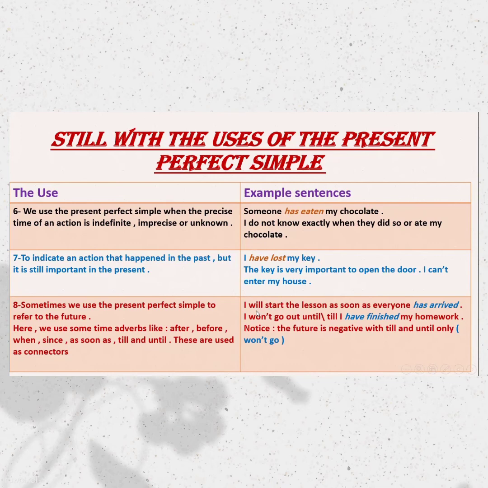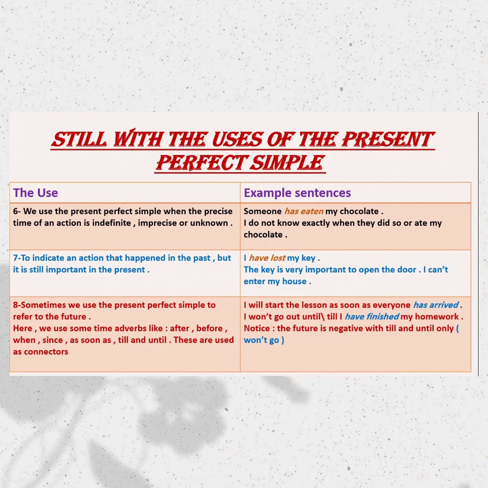But here is an idea. If we use till or until, the future is negative here. That's to say, I give you an example. I say, I want to start the lesson as soon as everyone has arrived. I will not start the lesson until everyone has arrived. So we can use these connectors followed by present perfect simple, except for till and until, the future will be in a negative form.